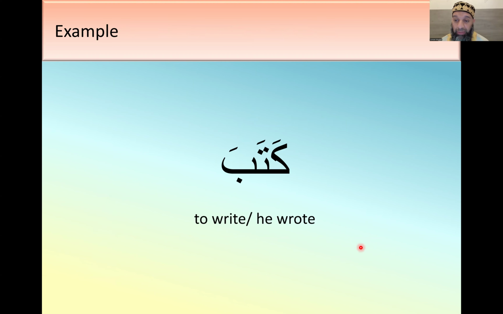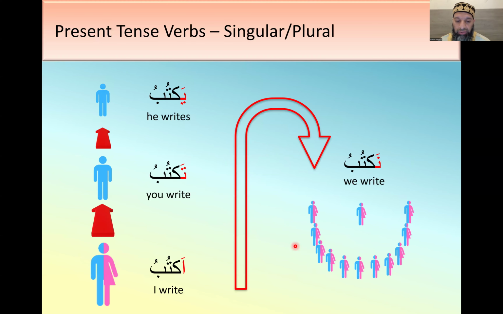So, kataba. Kataba is the verb that we use to mean to write. So it means he wrote. Okay, so kataba means he wrote. Now, aktubu, again, I'm just putting it in this diagram now. Aktubu means I write. Taktubu, you write. Yaktubu, he writes. And naktubu, you and everybody else, making it we write. Everybody happy with that? I was giving examples, but it's written here now, okay?